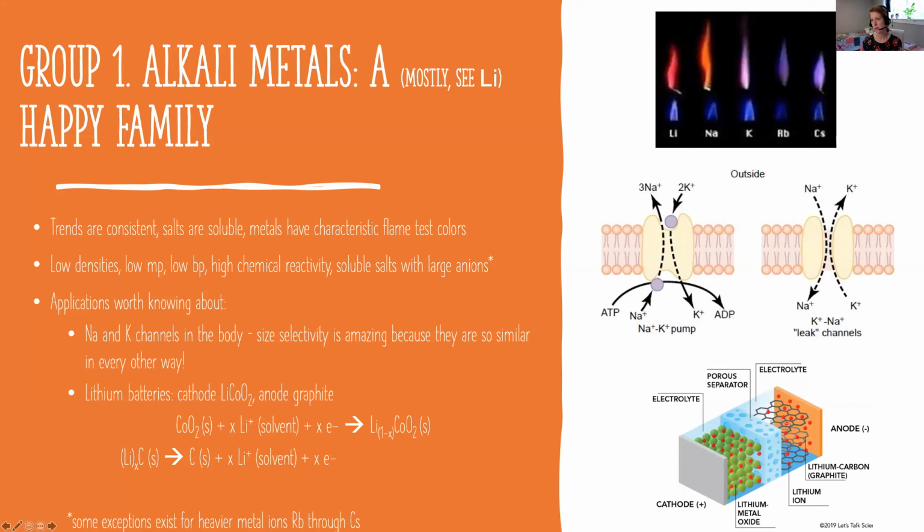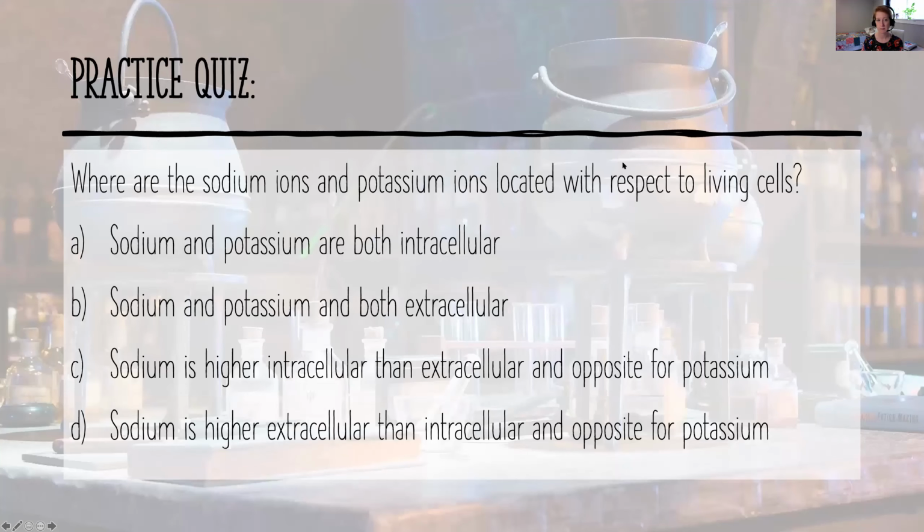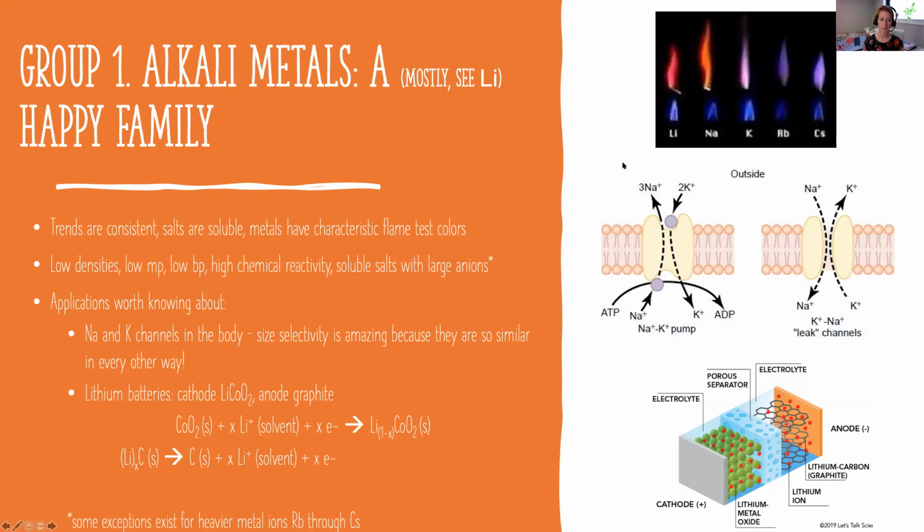Rubidium and cesium are harder to tell because they've got different colors that are very similar to potassium. In terms of all of these metals, they are going to have low densities, low melting points, low boiling points, high chemical reactivity, and then they'll form soluble salts with large anions.